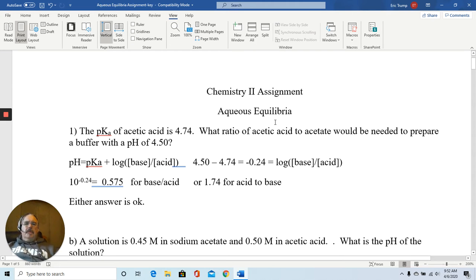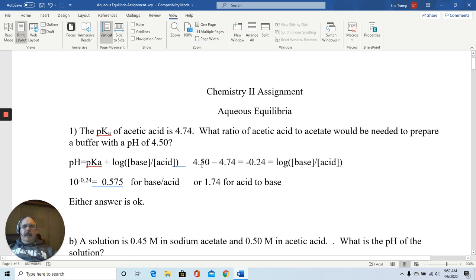Right, today I'm going to give some feedback on the Aqueous Equilibria assignment. Question number 1, it gives you the pKa, and it's asking what is the acid to base ratio that's needed to prepare a buffer with a pH of 4.50. Okay, so what we're solving for is this ratio.